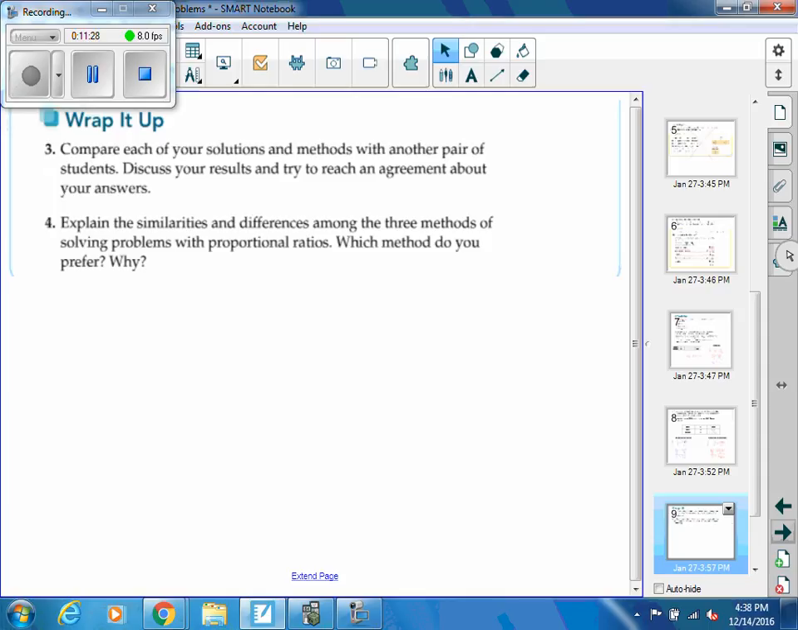Number 4 says, explain the similarities and differences among the 3 methods of solving problems with proportional ratios. Which method do you prefer and why? Okay. Now, maybe you prefer tables. For me, I'm going to put equations. Okay, and the reason I like equations is because it's easier and it's faster to do it this way, and it also works every time.